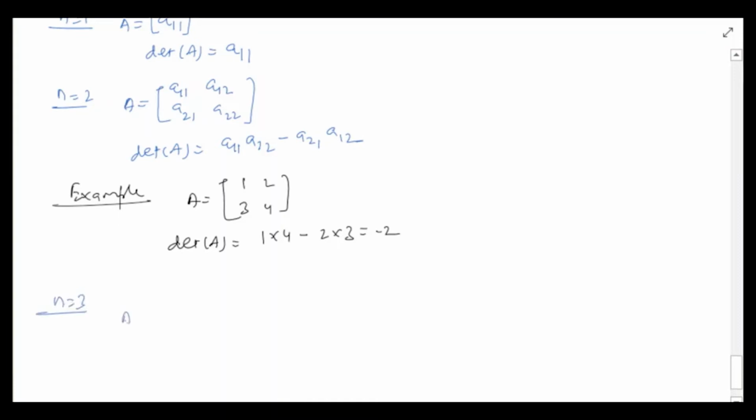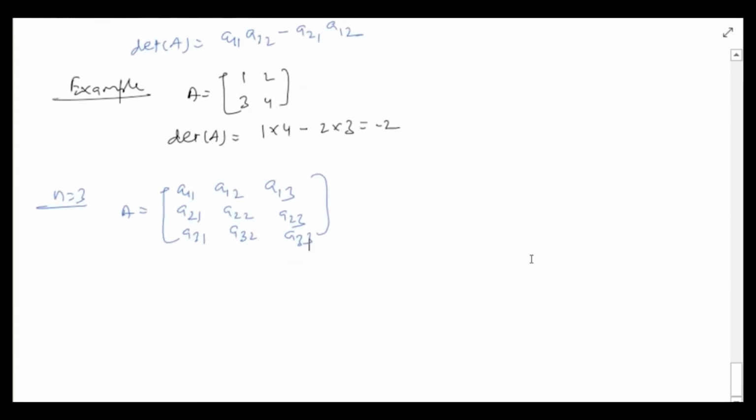Now let us move to n equals 3. Suppose A is the matrix A11, A12, A13, A21, A22, A23, A31, A32, A33. The determinant of 3 by 3 matrices can be obtained via expansion along any of the rows or along any of the columns. Let's see what I mean.